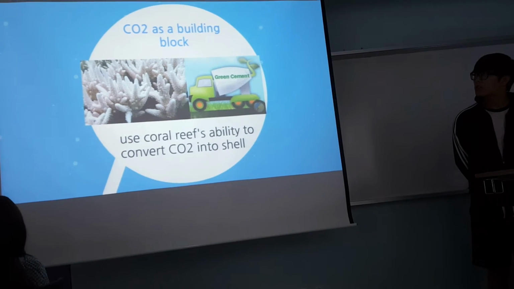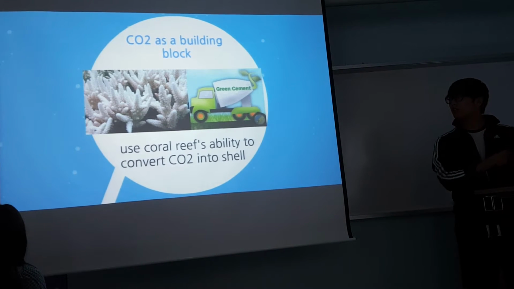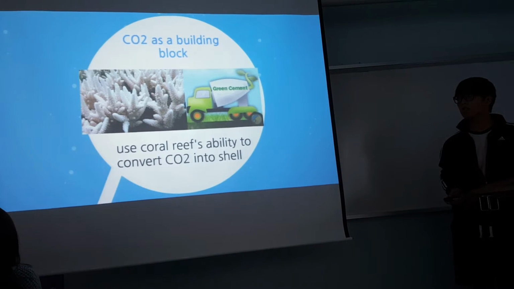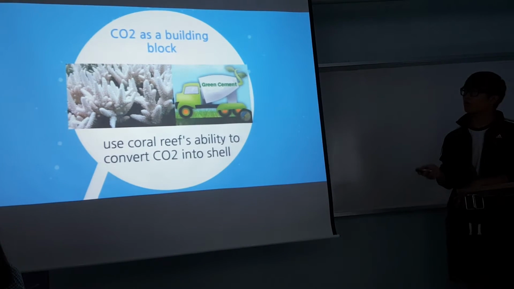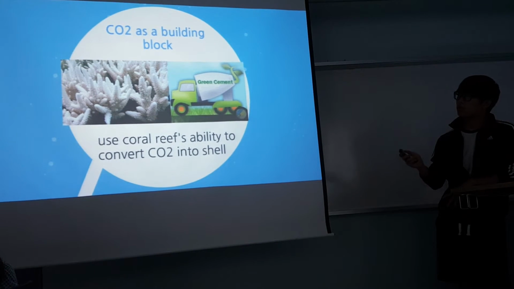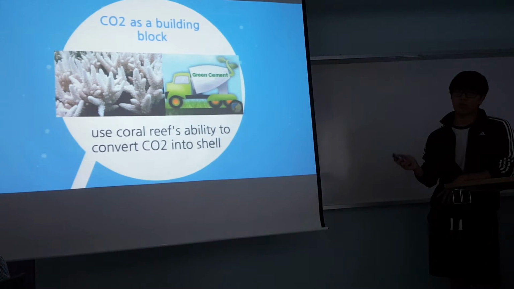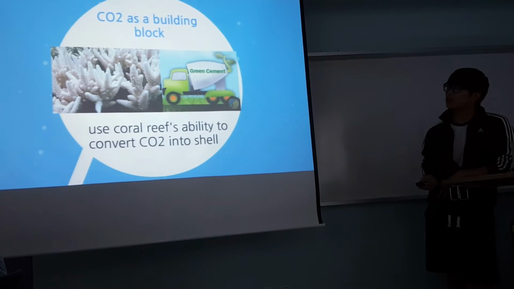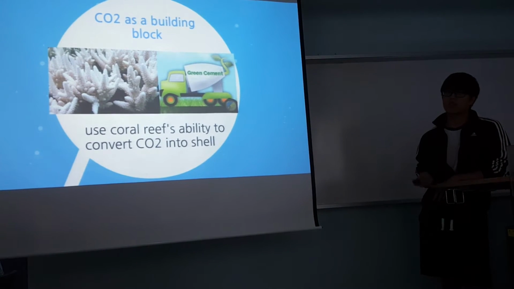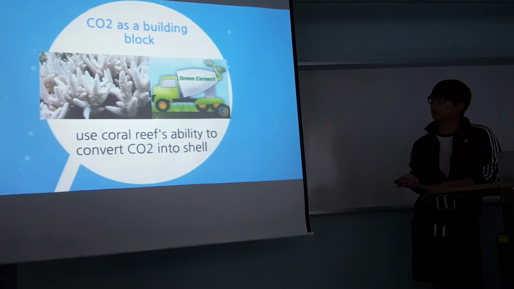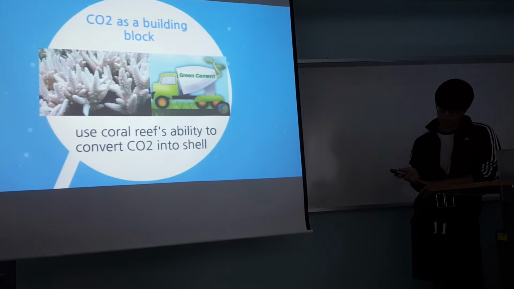And next is the coral reef. Some organisms don't think of CO2 as a poisonous thing. An example of these organisms is the coral reef. This coral reef uses CO2 and makes it into its own shell. Thanks to using these methods, some manufacturing factories convert CO2 into cement or concrete. This technique can reduce the use of CO2.